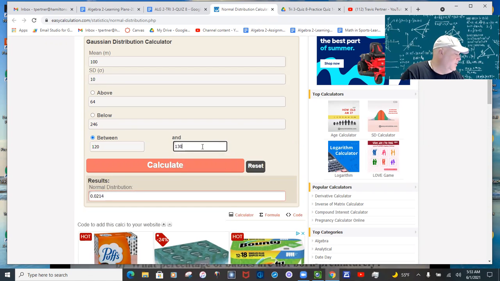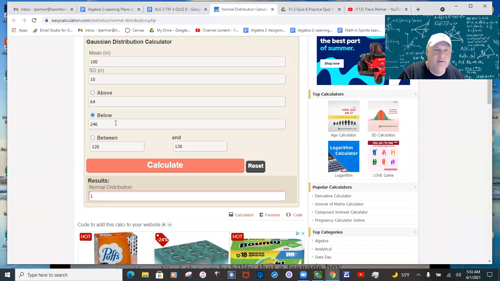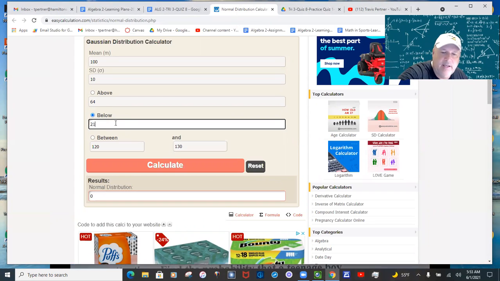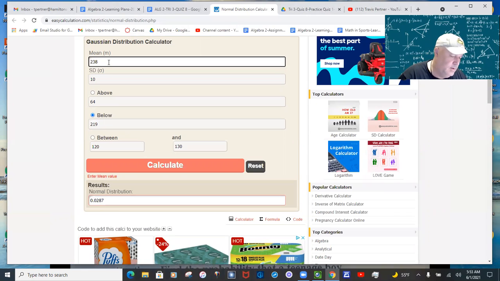So 0.0214, which is 2.14%, so not very many. So what percentage of babies are born prematurely? You have the 19 days, so it would be 219, below 219 we would have to say on that. And then it's just a complement question to that, so 238 and 10.